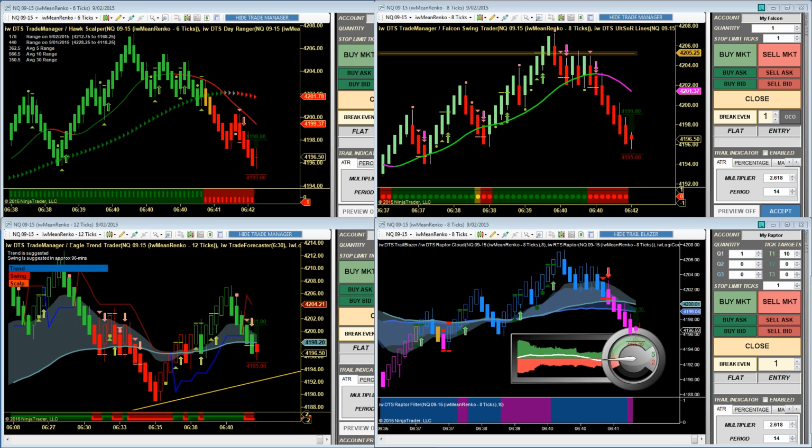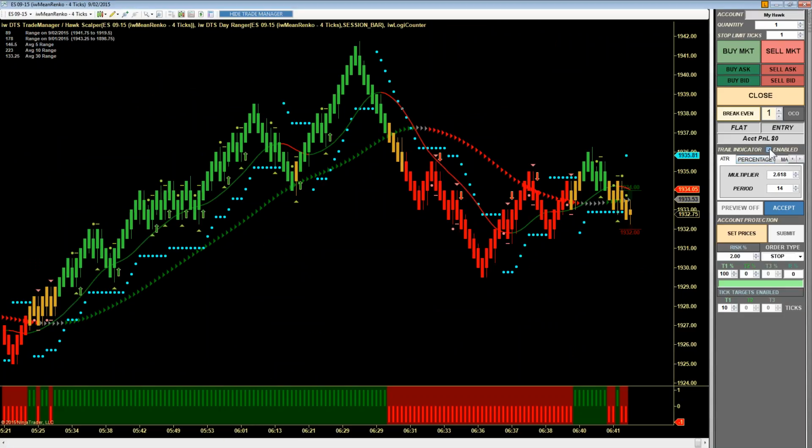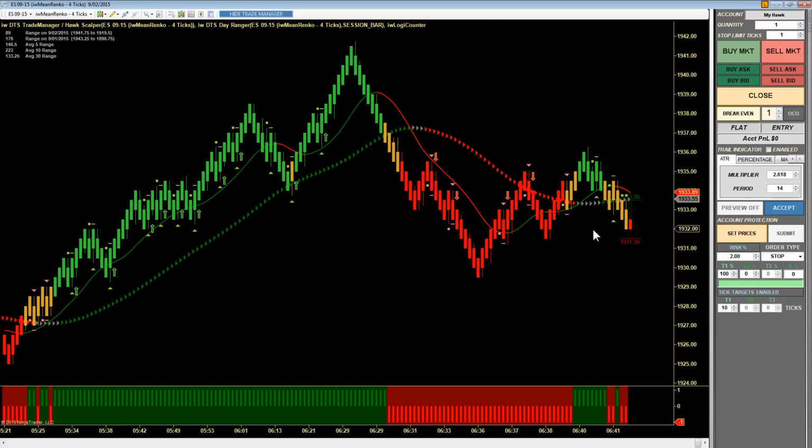And now for the hawk. This is the E-mini now on the hawk scalper. And we're starting to print some yellow bars. 1, 2, 3. We only have 2. If this was going to turn into a 4-arrow consolidation, that's one of the high probability patterns that we look for.